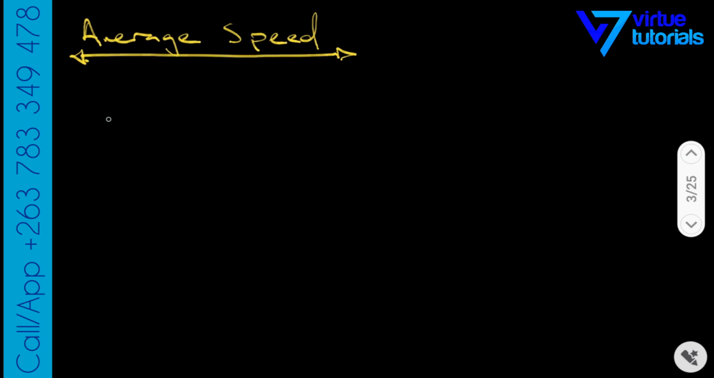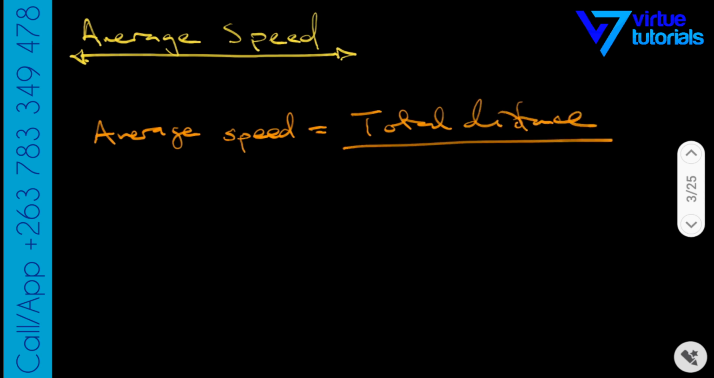Now, we want to talk about average speed for a journey. Average speed for a journey is given by total distance divided by total time for the journey. So you can imagine if someone is traveling between two cities, there are points where they stop, there are points where they reduce speed, there are points where they increase speed. So the speed is constantly changing throughout the journey. But average speed will simply consider the total distance traveled and the total time taken to cover that distance. If you divide those two, you'll get the average speed for that journey.